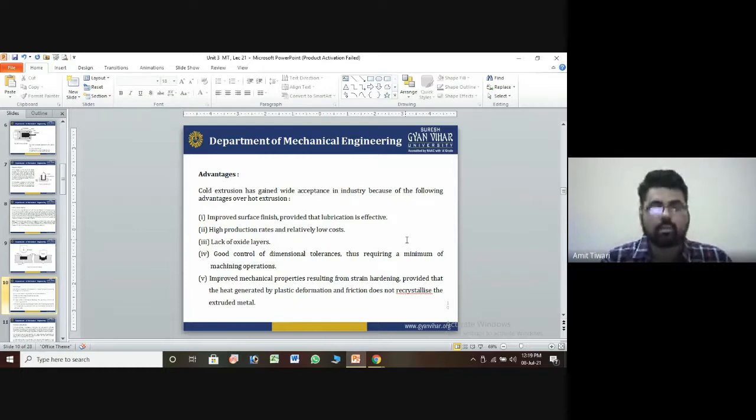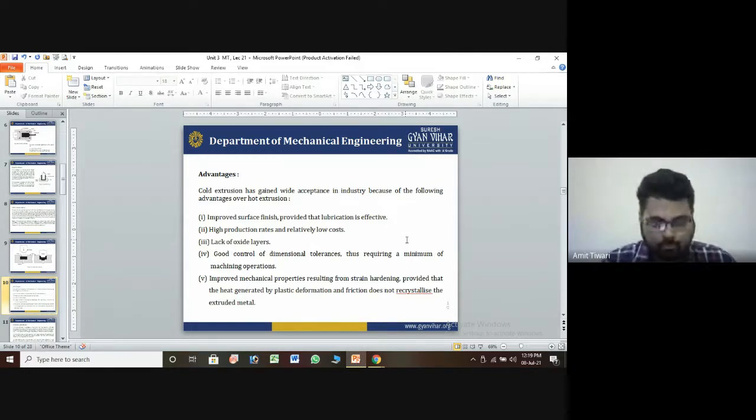The third one is lack of oxide layer. Due to the lack of oxide layers, the extruded material is safe from harmful oxidation, which would affect the surface quality of the extruded material. So this prevents that. The lack of oxide layers is good for the same.